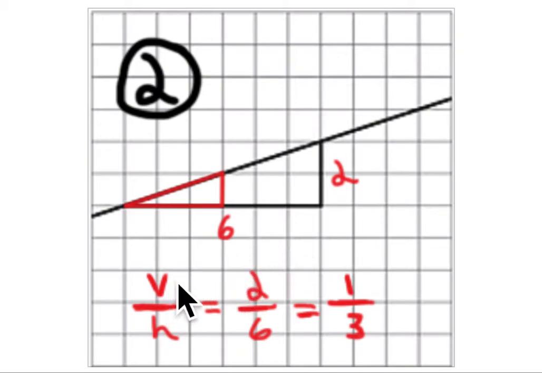So the horizontal distance of the triangle that they give you is 6 units, so that's the 6 here. And for every 6 units in the horizontal direction, you travel 2 units in the vertical direction, so that's the 2. And you can simplify that to 1/3. So 1 unit up for every 3 units over, so this slope is 1/3.